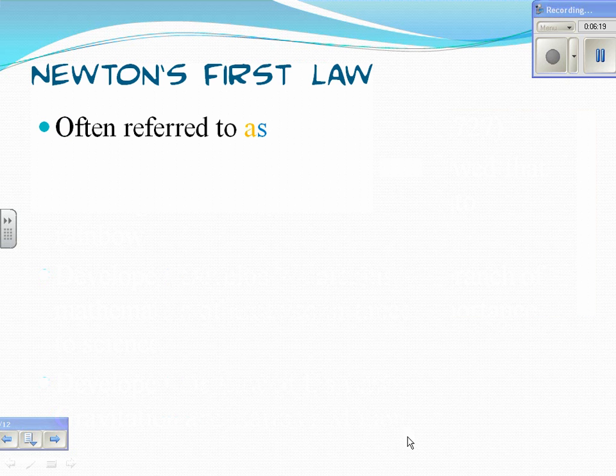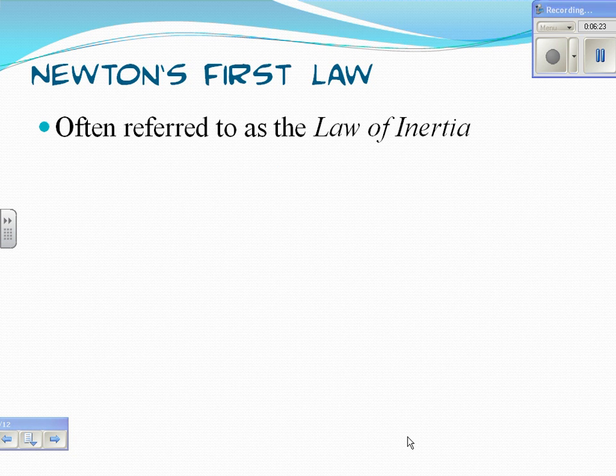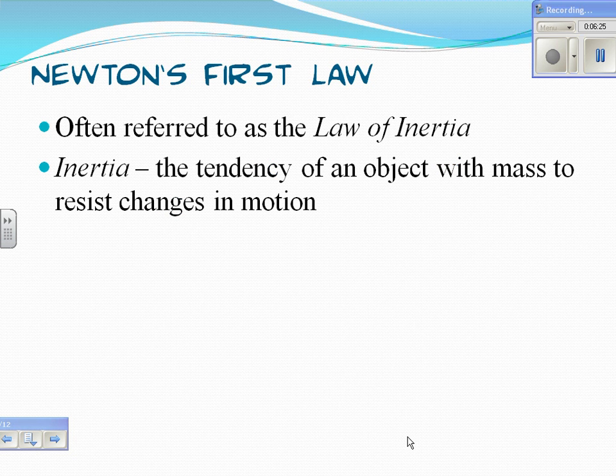The first deals with something called inertia, so it's often called the law of inertia. Inertia is the tendency of an object with mass to resist changes in motion. So if you give something a good shove, like let's say a car is rolling downhill, it's got some inertia, it's moving, and it's going to be really hard to stop that car. Likewise, if you've ever run out of gas and had to push a car, it's really hard to push because the car is so massive, it has lots of inertia.